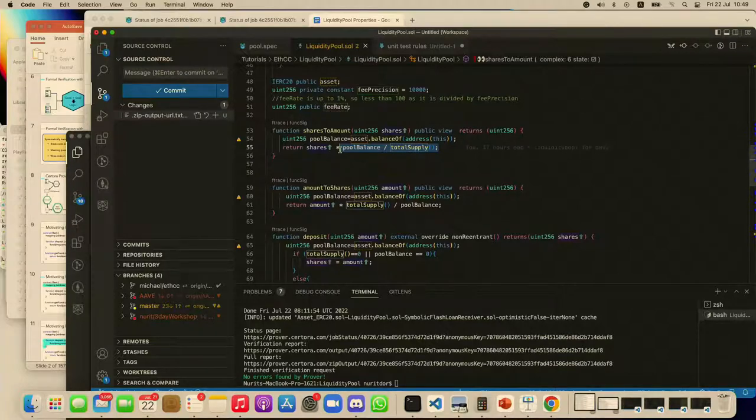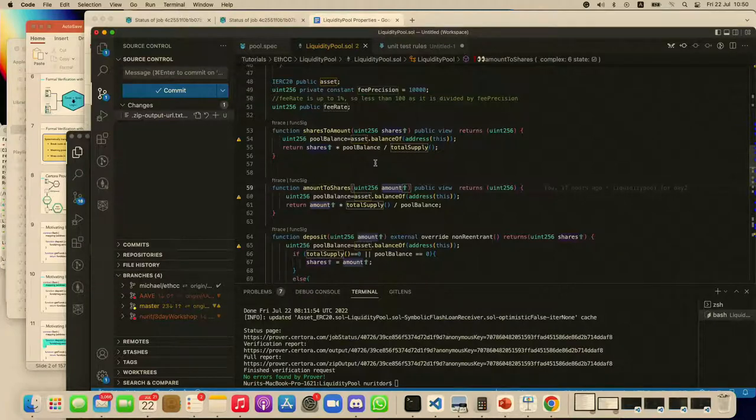You can say that if I put some amount, okay, I get some shares. The amount that I should get back should be not greater, right? I mean, no one should gain, not even one, from depositing and withdrawing. So that is something that probably we can prove.